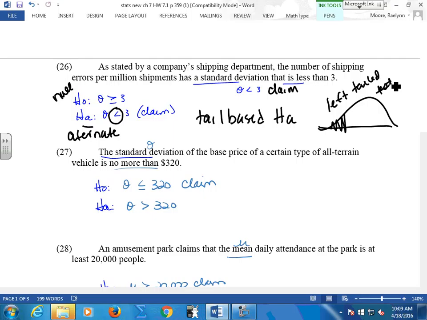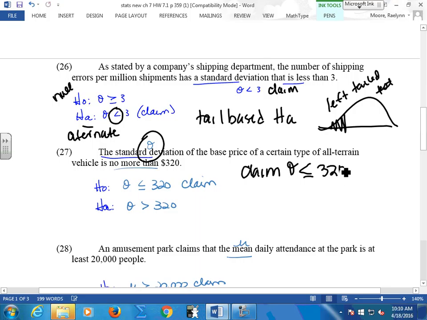So number 27 says the standard deviation of the base price of a certain type of all-terrain vehicle is no more than, again, find a parameter you're using. Here's your claim. Write it out. How do you say no more than? Less than or equal to. This is the claim. So we determined it has an equal sign. Therefore, this is the null.